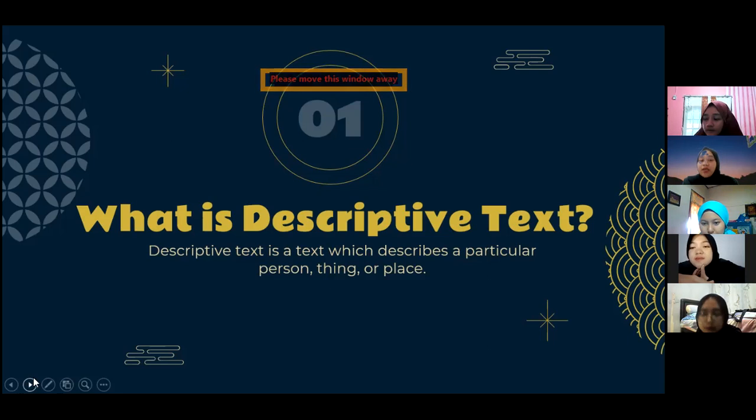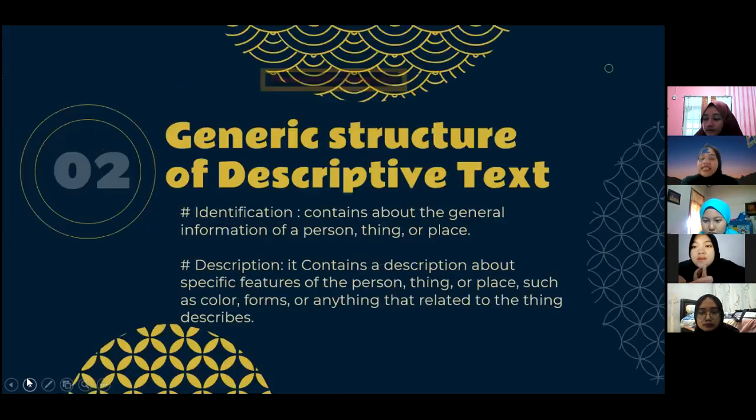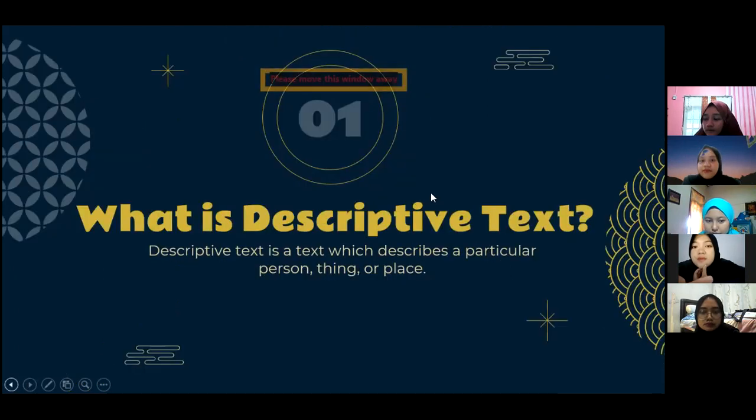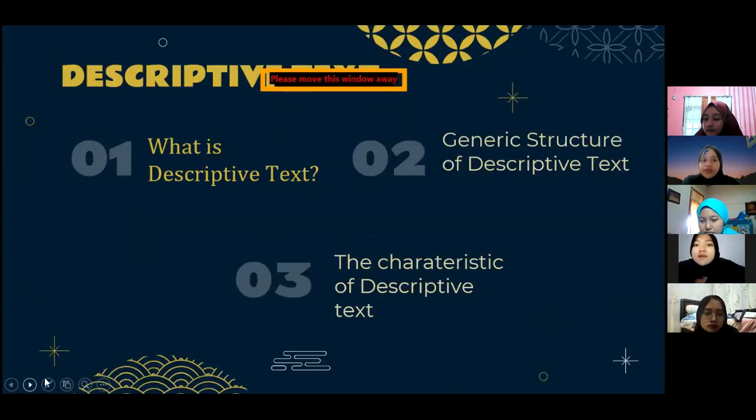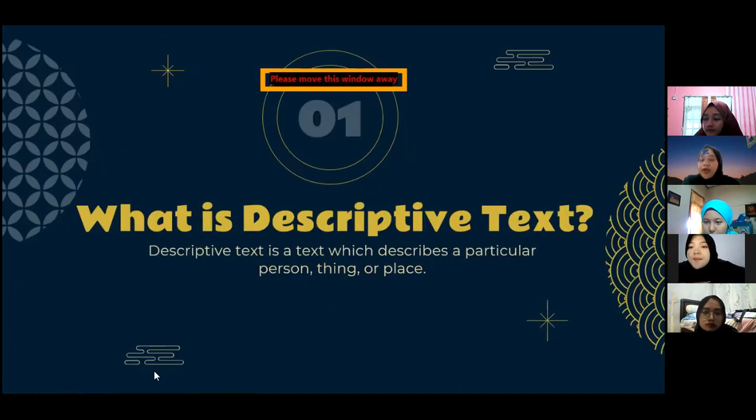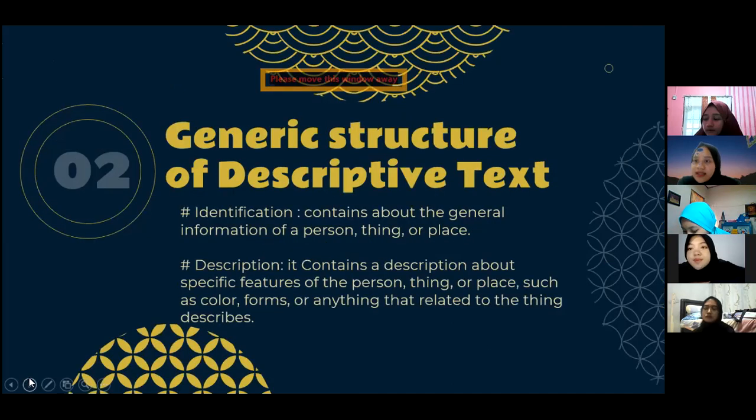So what is the purpose of descriptive text? If you look at this definition, the purpose is to give information to the reader about the place, the thing, and the person. So the point is the descriptive text is to describe. Okay, next we're going to talk about the generic structures.